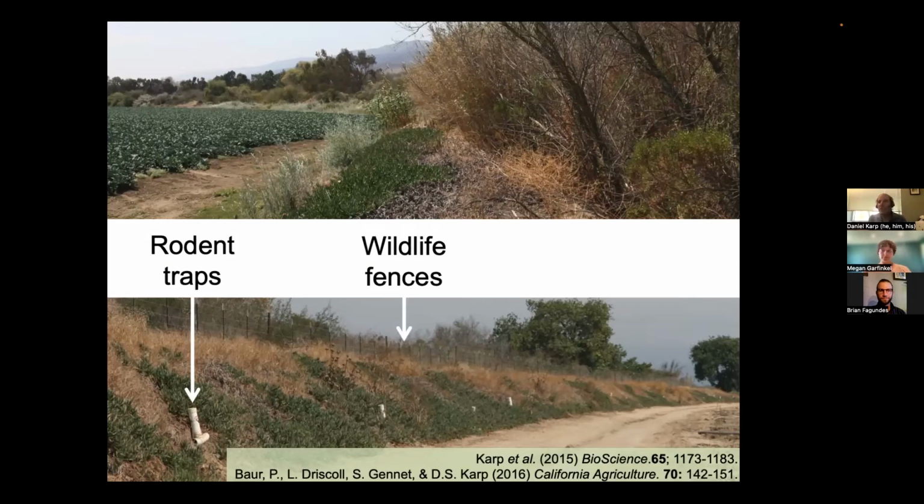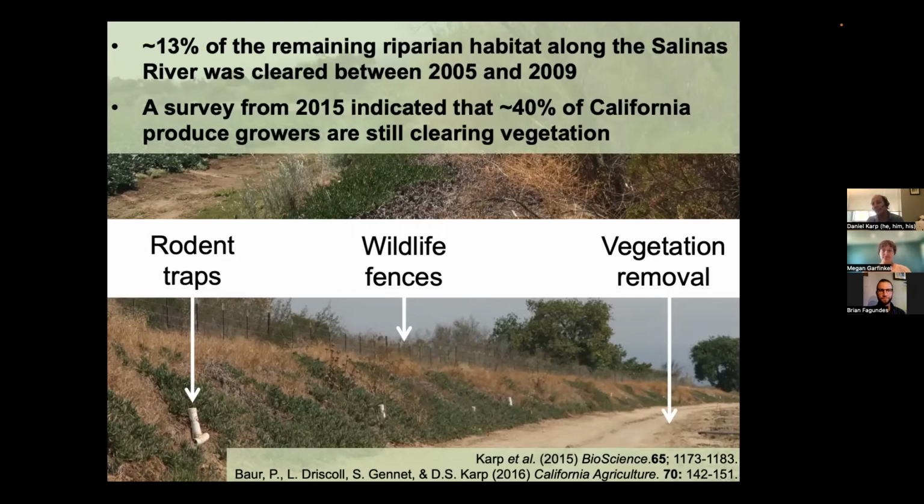And then the thing that we'll be talking a lot about today, we see a ton of vegetation removal. This idea that if you create a bare ground buffer around your farm fields, maybe the wildlife won't come onto those farm fields as much. And as a result, about 13% of the remaining riparian habitat was cleared along the Salinas River from 2005 to 2009. Other studies have looked at this across the region and seen similar sorts of numbers. And a survey that we conducted back in 2015 of about 600 growers indicated that people were still clearing this habitat, a decade after this outbreak had happened. And from conversations I have with growers, it's still happening today.